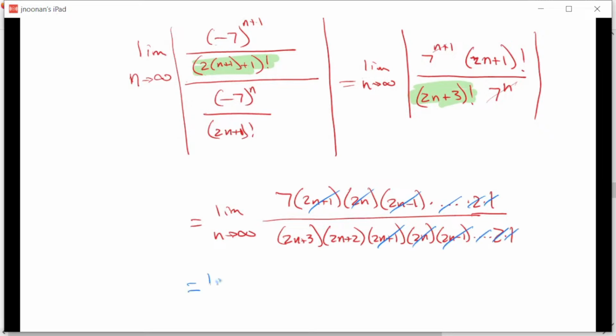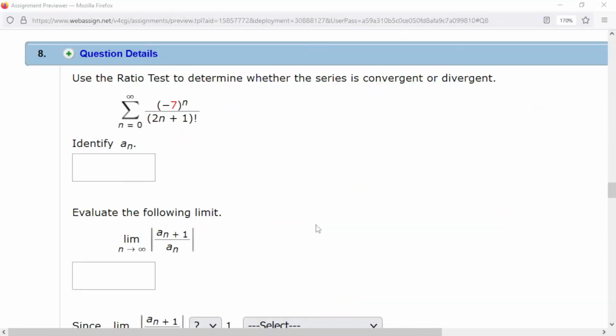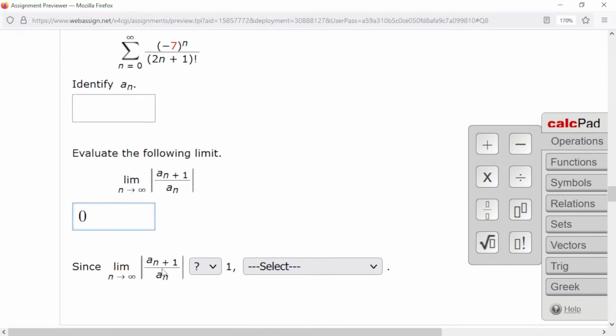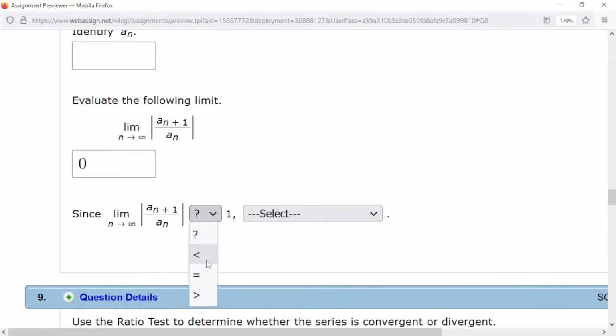All you're left with is just the limit as n approaches infinity of 7 over 2n plus 3 times 2n plus 2, which is 0. Hopefully you can do that without multiplying that out. Does that look all right? So yeah, the limit's going to be 0, and so this thing will converge. That limit is 0, which is less than 1, which means the series converges. Yeah, 0 is the ideal. Then you're sure that it's going to converge.